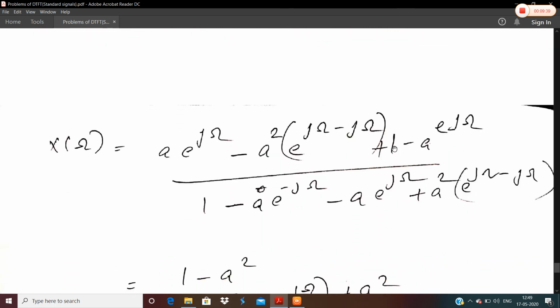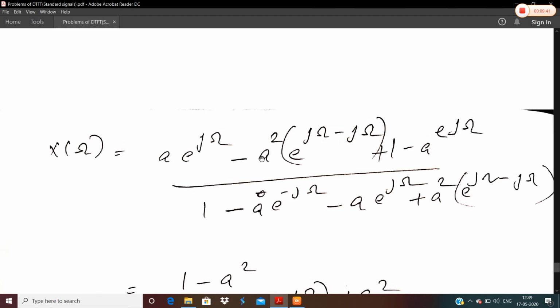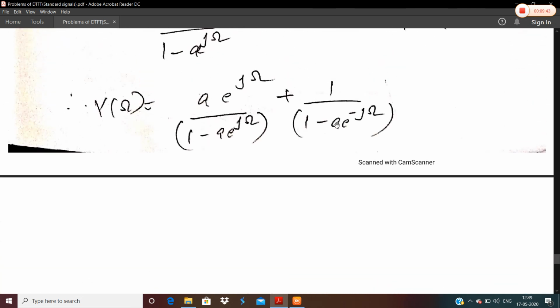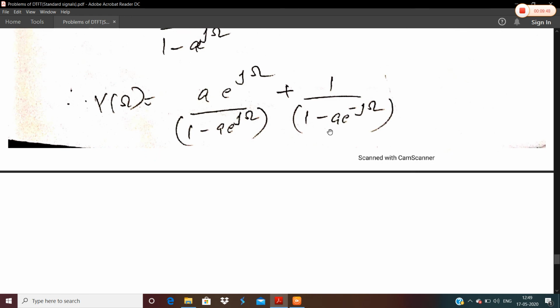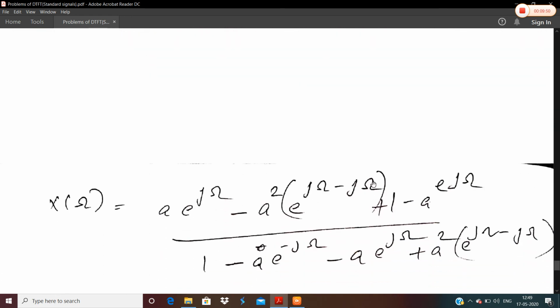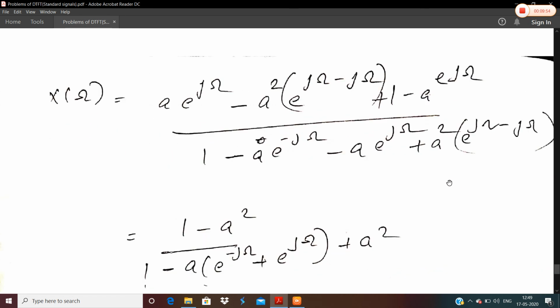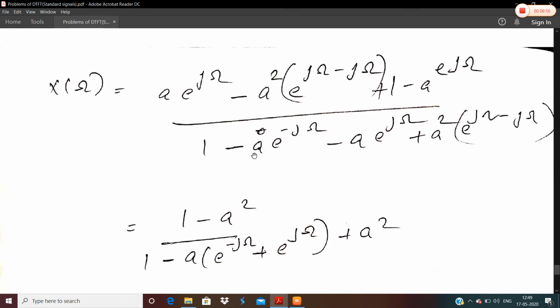In the next step, we will just cross multiply. So it becomes a into e raised to j omega minus a square into e raised to j omega minus j omega plus 1 minus a into e raised to j omega. For the denominator also we'll take the LCM. So here it is a into e raised to minus j omega minus a into e raised to j omega. Sorry, a into e raised to j omega minus a into e raised to j omega. That will get cancelled. It will become 0.